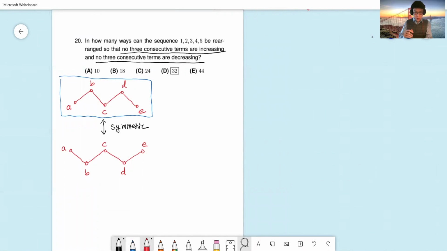Now, in this case, the structure looks symmetric. So let's compare the numbers B and D. B is larger than A and C, and D is larger than C and E. So it means D must be equal to 5. And for B, B is larger than at least two numbers, so B can be 3 or 4. There are two cases.